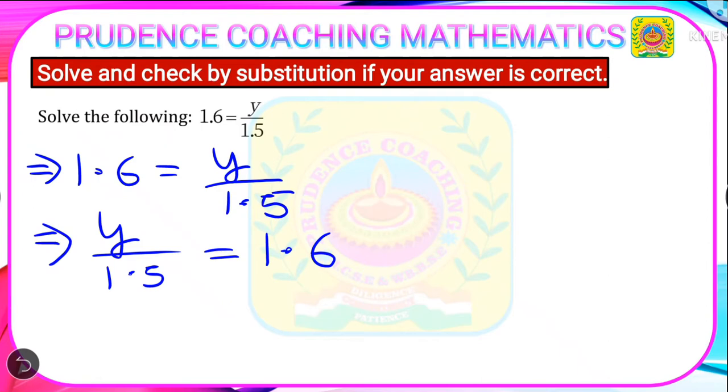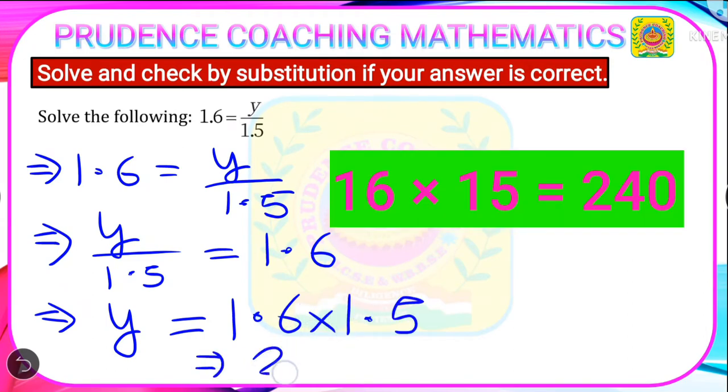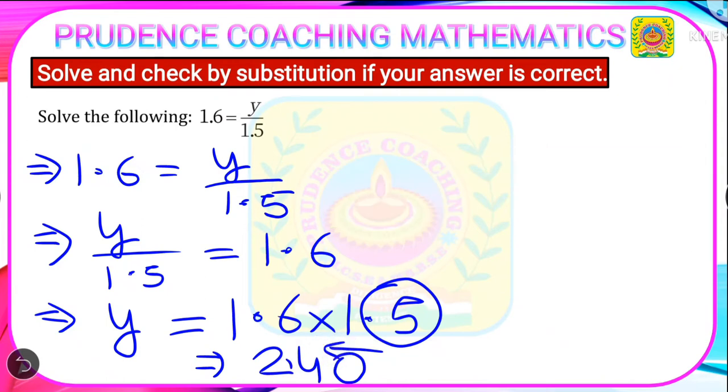Next we will keep only y on the left hand side, other things we will take towards the right. So you will get 1.6 into 1.5. Here 16 into 15, you will get 240. Now we need to solve for the decimal. Here we have one decimal, here we have one decimal. So finally our answer will be 2.40. That is, after 2 points from the right, we will place the decimal. So 2.40, that means 2.4.